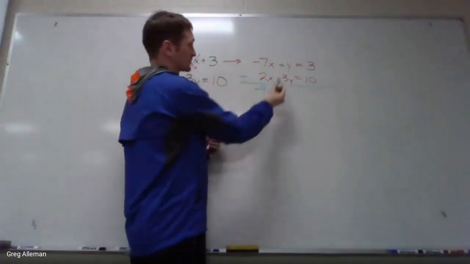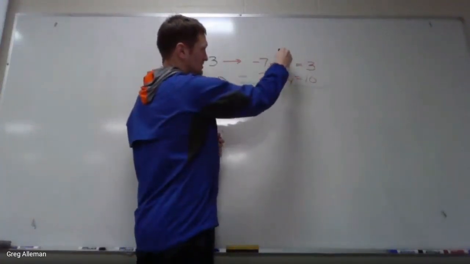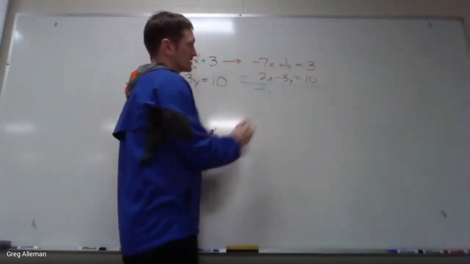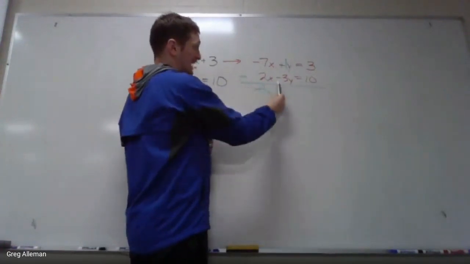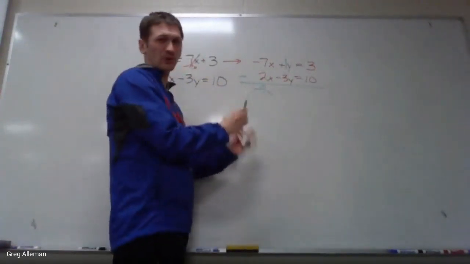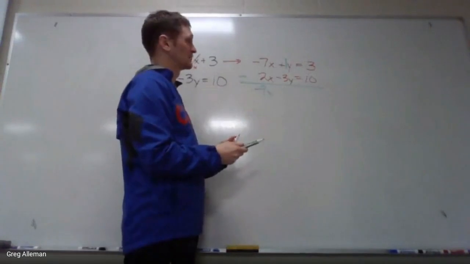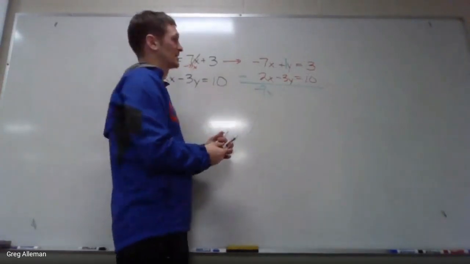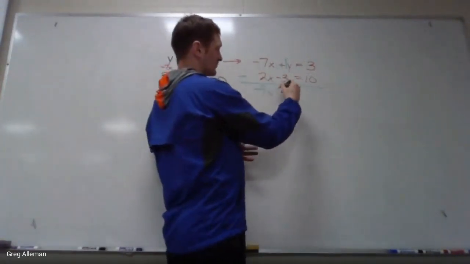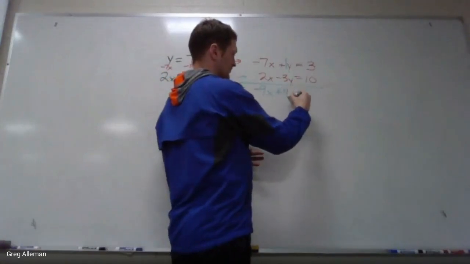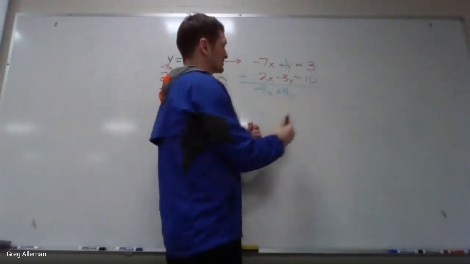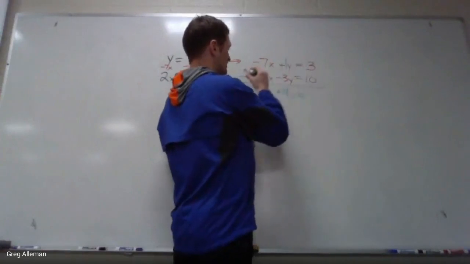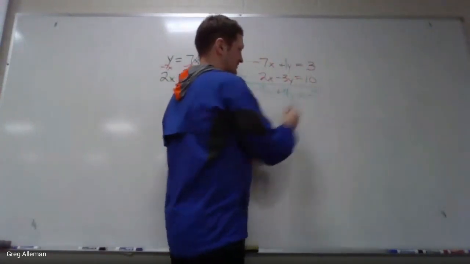It would probably be useful to write in the coefficient on this y, which is a 1. So 1 minus a -3. Be careful there. 1 minus a negative is going to be like adding. So that's 1 plus 3 is 4. And you can always use a calculator for that too. And then 3 minus 10 is -7.